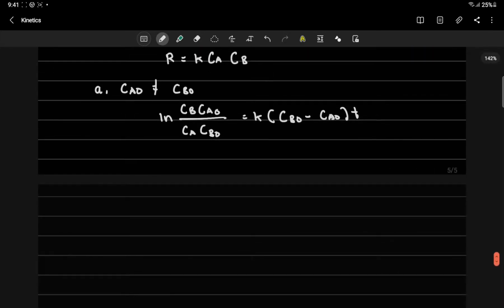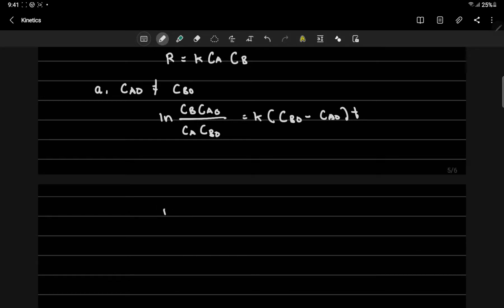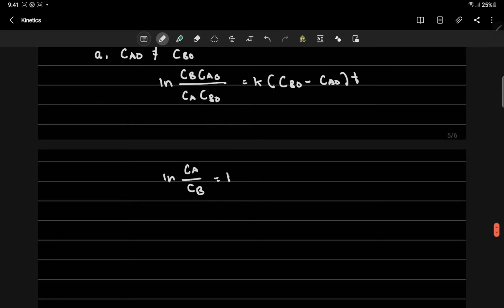Or you can express it as ln of the concentration of A over the concentration of B equals K times the initial concentration of A minus the initial concentration of B times T plus ln of the initial concentration of A over the initial concentration of B. So either of these two equations can be used.